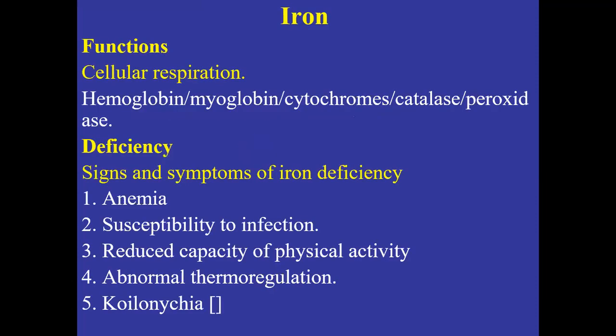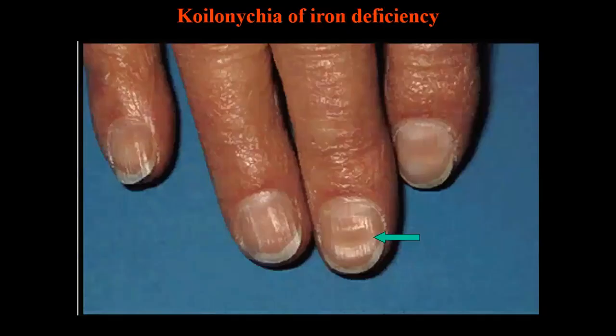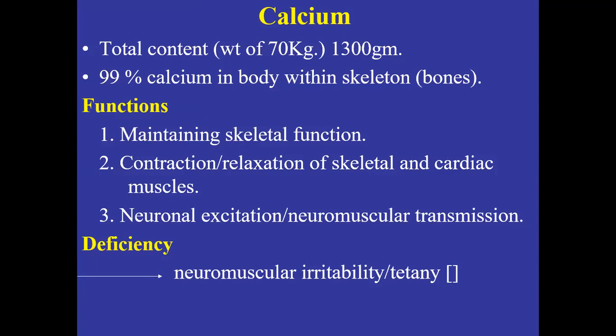Minerals and trace elements including the iron، الفانكشن هو cellular respiration، هو الهيموغلوبين، مايوغلوبين، سيتوكروم، كاتاليز، بيروكسيديز، كلها يدخل بها الايرون. الديفيشنسي يسوي لنا انيميا، susceptibility to infection, reduced capacity of physical activity, abnormal thermoregulation and koilonychia. هذه هي الكولينيكيا اللي هي السبون شيب فينجر، يصير لنا في حاله الايرون deficiency.